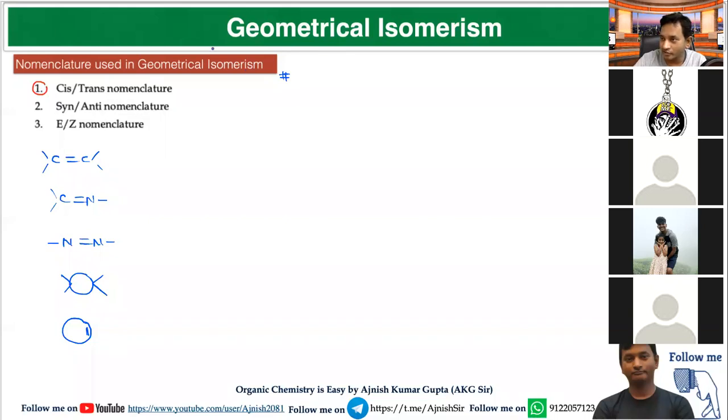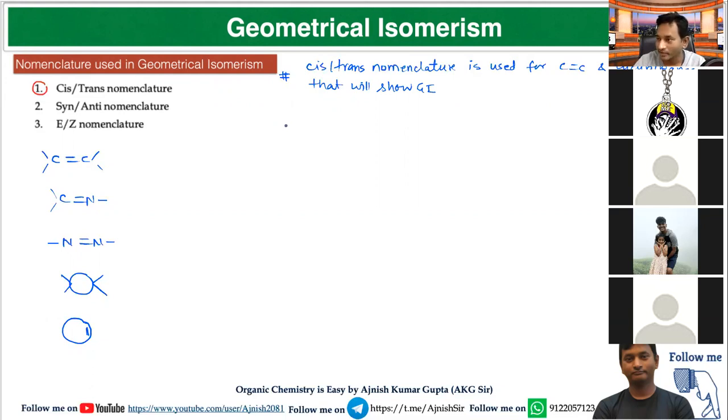Cis-trans nomenclature is used for carbon-carbon double bonds and cycloalkanes that will show geometrical isomerism. Those compounds, those carbon-carbon double bonds or cycloalkanes that show GI, in that case cis-trans nomenclature is used.